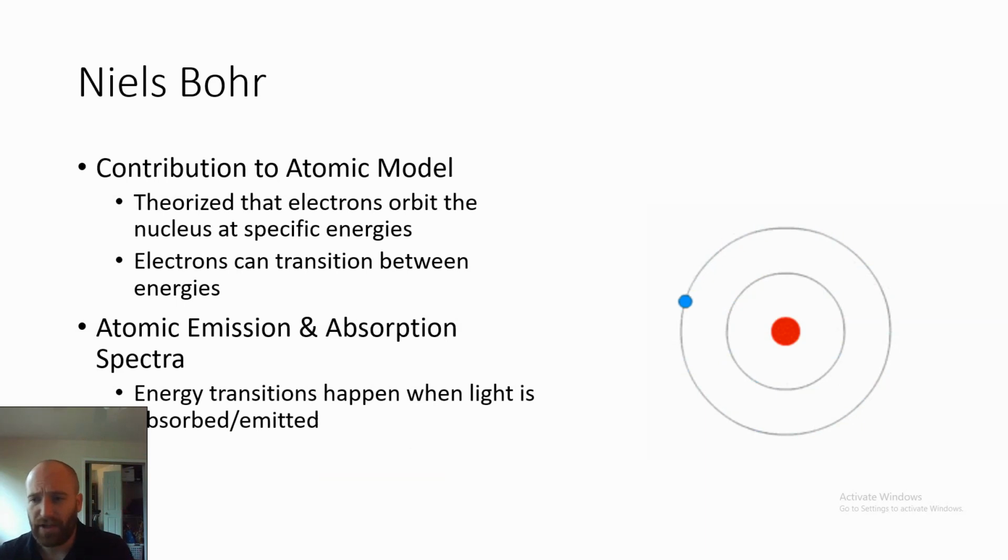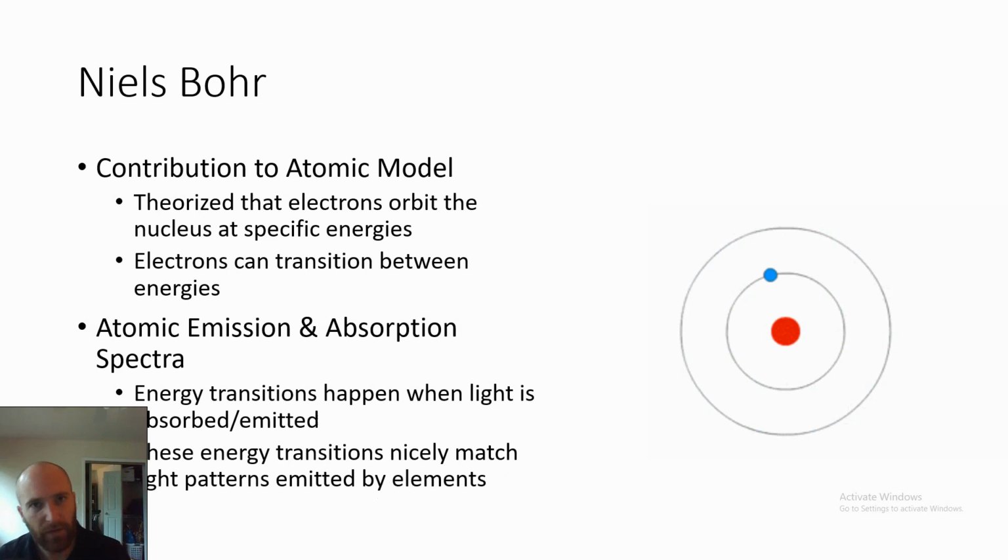So again, this energy transition happens when light is absorbed or emitted. And the reason we know that this is a really good model is that when you do the math and calculate this light that gets absorbed or emitted, it very nicely matches the light patterns emitted by the elements. Like hydrogen has these very specific energies that electrons can orbit, and we're going to dive into that later in this unit. When you do the math for those energies and have this electron jump up and down, the energies that it releases or absorbs very nicely match what actually happens. So the math that we do matches the experiments that we do, so we know that this fits together nicely and it works.